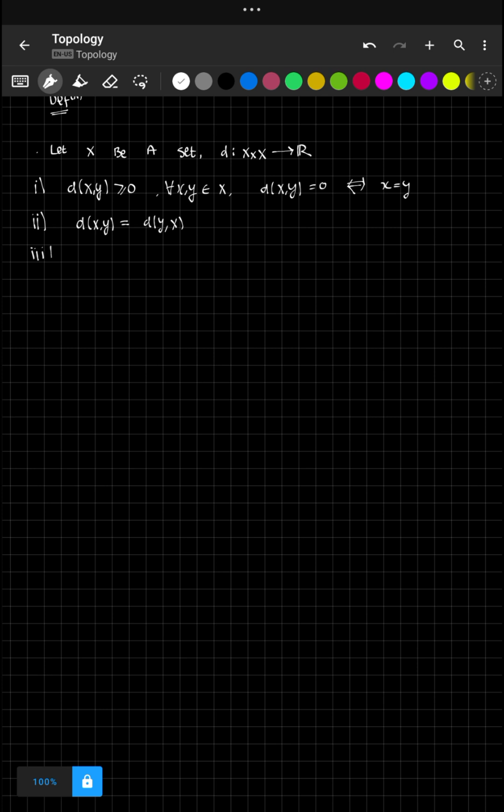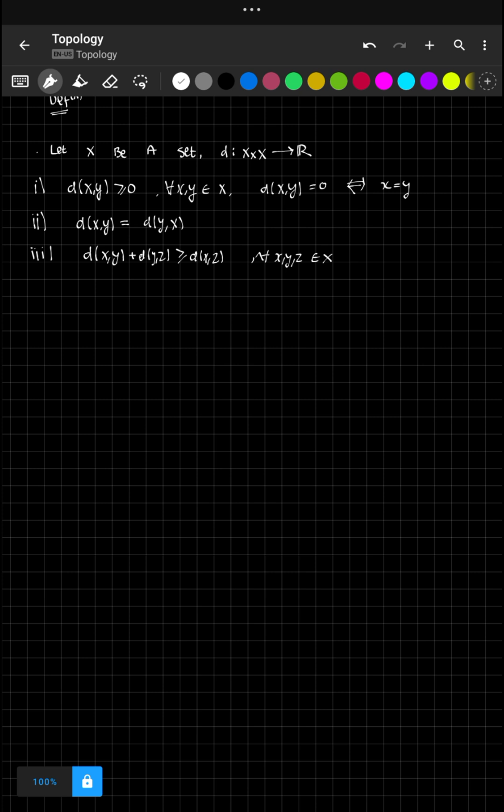And the third property is the triangle inequality, that d of x comma y plus d of y comma z would be greater than or equal to d of x comma z for all x, y, z belonging to X. So what is this function? Basically, what this function says is that we have defined a notion of distance on our set. These three are the most necessary and basic conditions that we will want this distance function to satisfy.